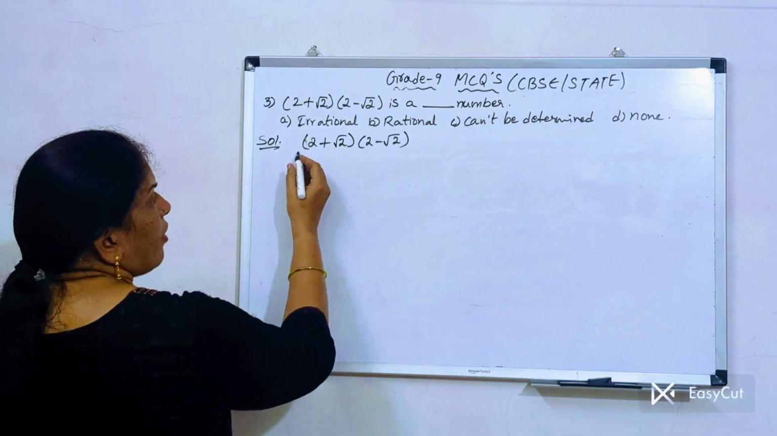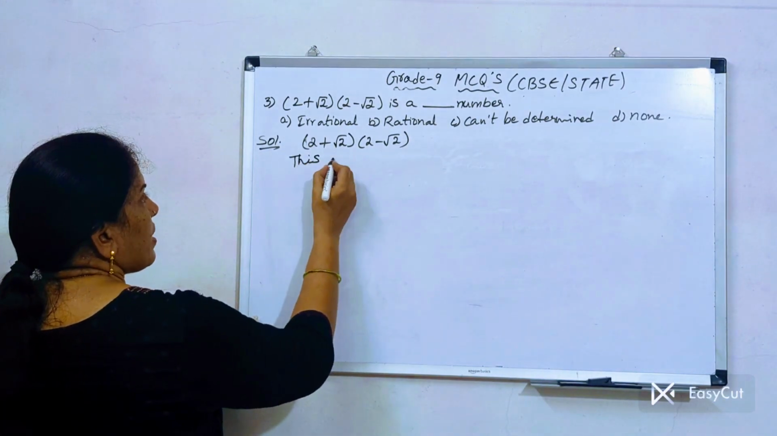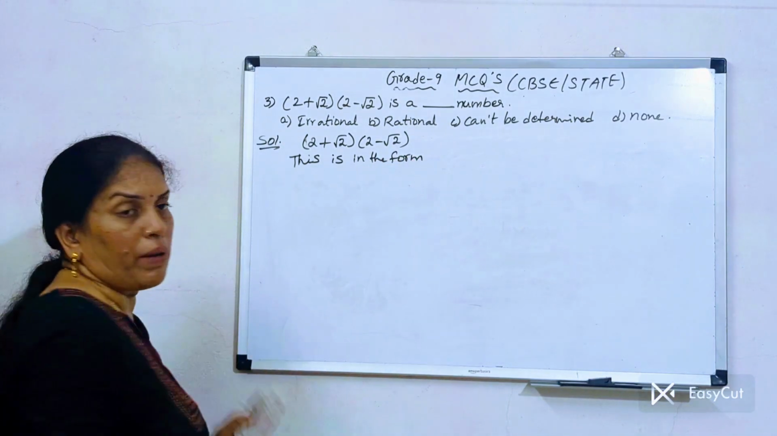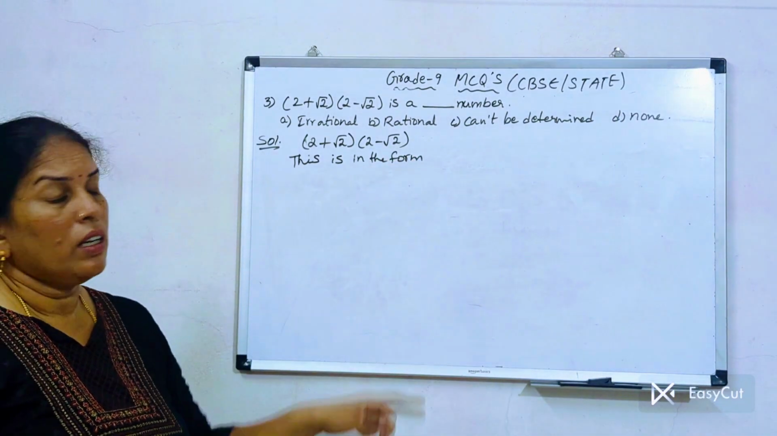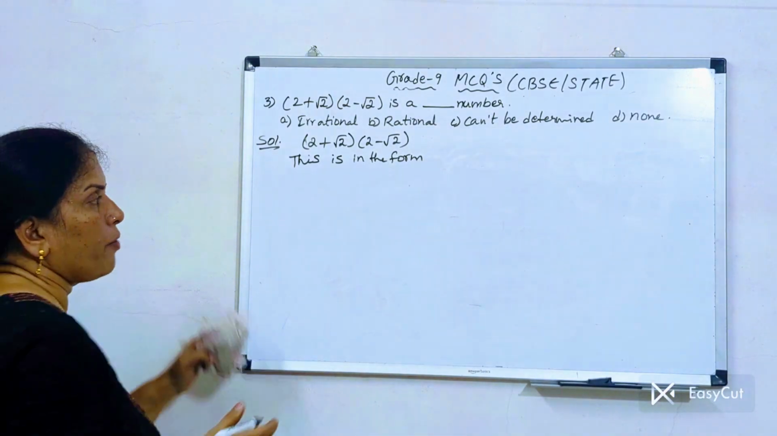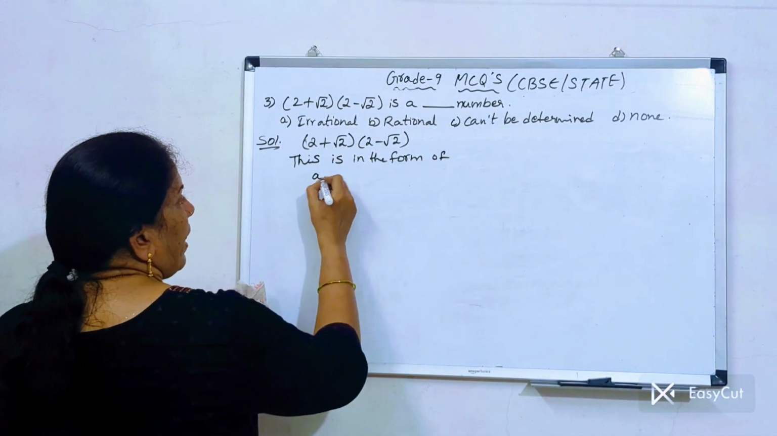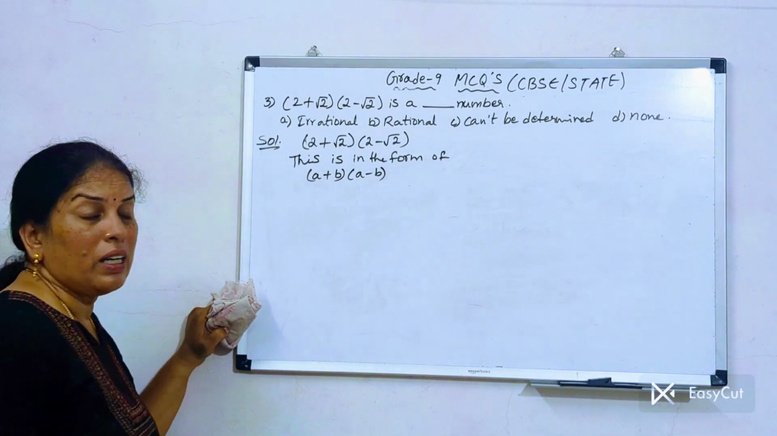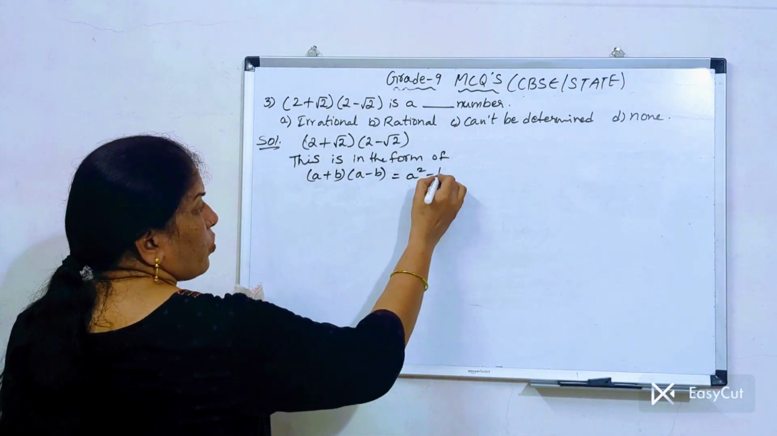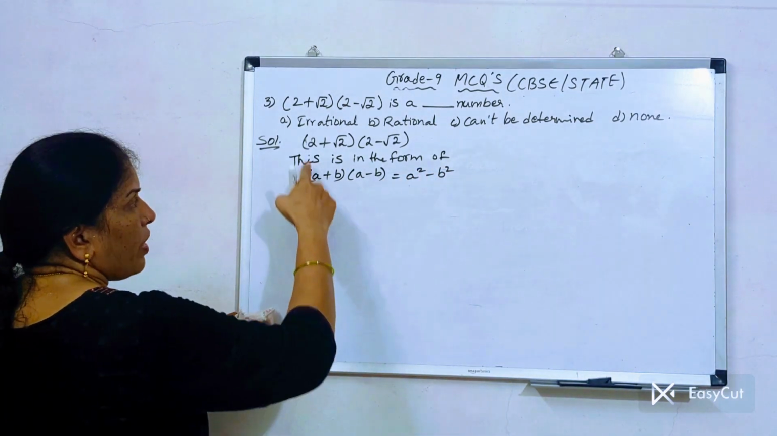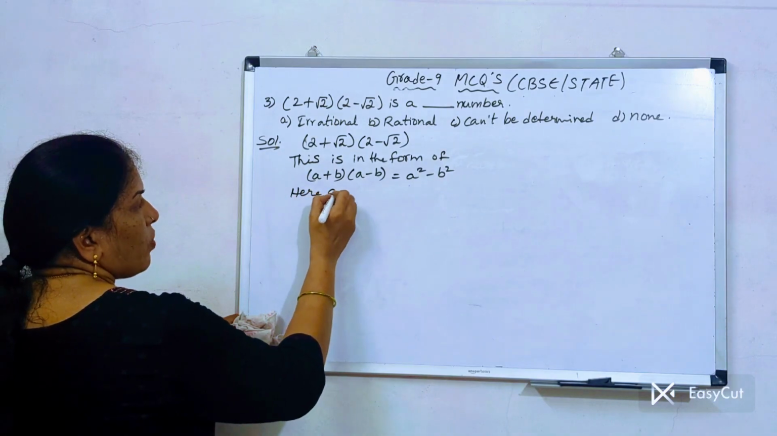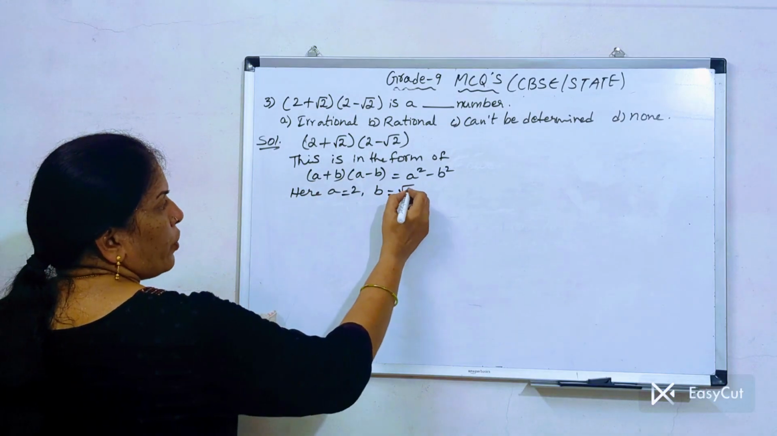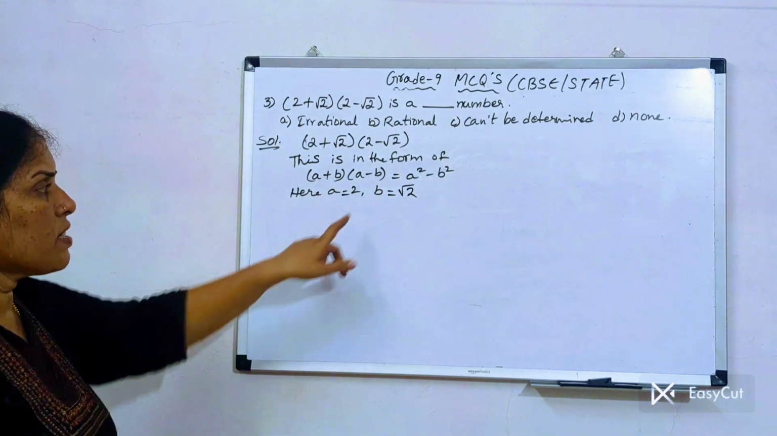So, this is in the form of... see here children, this is a one mark question, no need to write all this. To remember, I am giving this one. This is in the form of (a + b)(a − b). What is the formula? a² − b². Here, a is equal to 2, and b is equal to root 2. So, what is the formula?